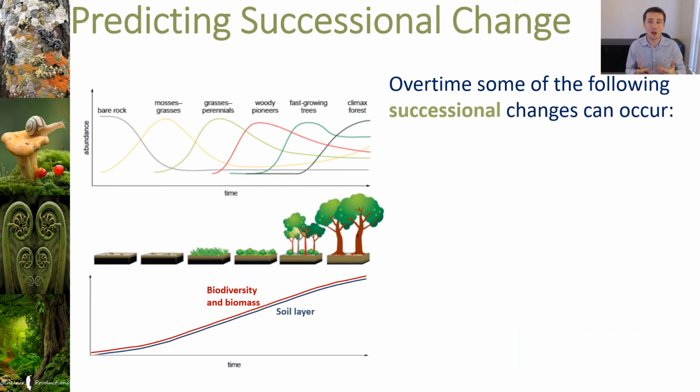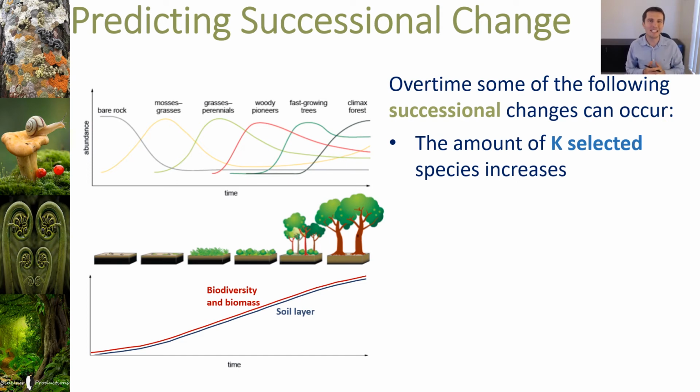If we look at this, over time, some of the following successional changes can occur. These are the general things that you'll be able to look at, and I'm making assumptions. In every community, there are different things that can result, which can change these, but these are some general trends or predictions. As shown on here, the amount of K-selected species will increase. Initially, over this temporal stage, you've got mosses and grasses, and here some grasses and other herbaceous organisms, which are more R-selected species. Then you eventually get fast-growing trees, and in this community you've got a climax community, so more K-selected species.